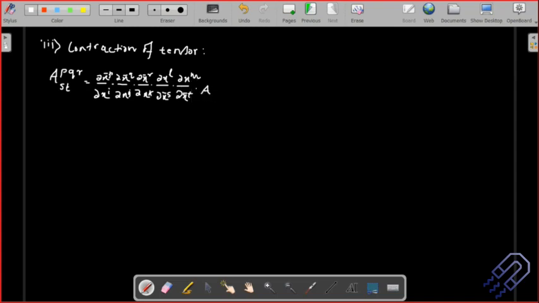Then you have already defined these, so it all will be in terms of i, j, k, l, m. If you write an expression this way, we can write it in this form, not a problem. And then I said contraction of tensor.